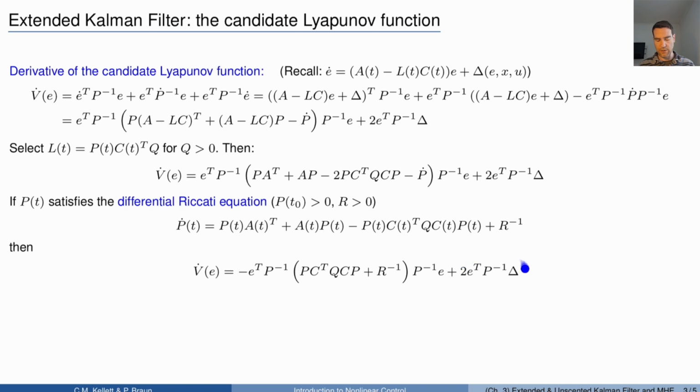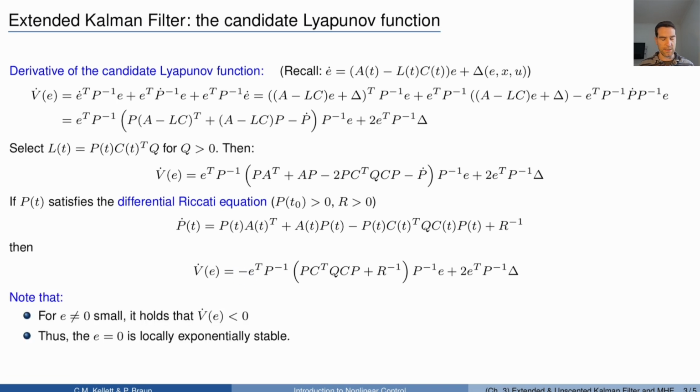And we still have our error term here. But for e sufficiently small, due to this negative sign here, we indeed have a decrease of the candidate Lyapunov function, which then implies that we have a Lyapunov function here, which allows us to conclude local exponential stability of our error dynamics.